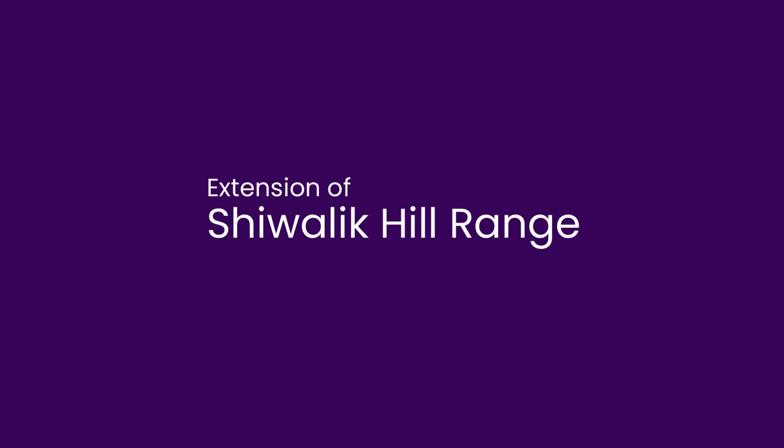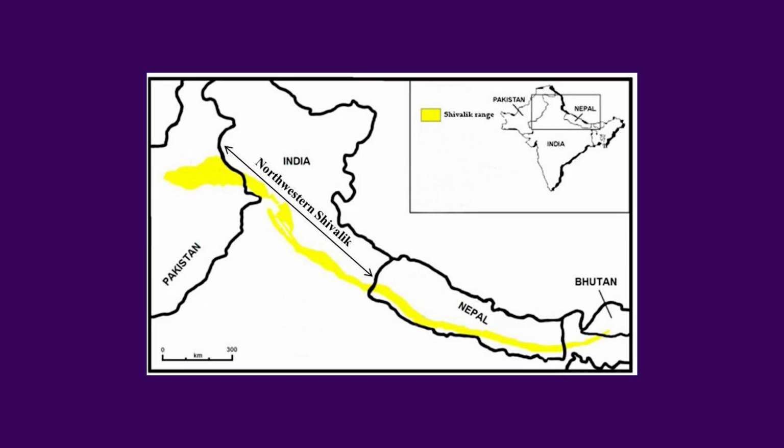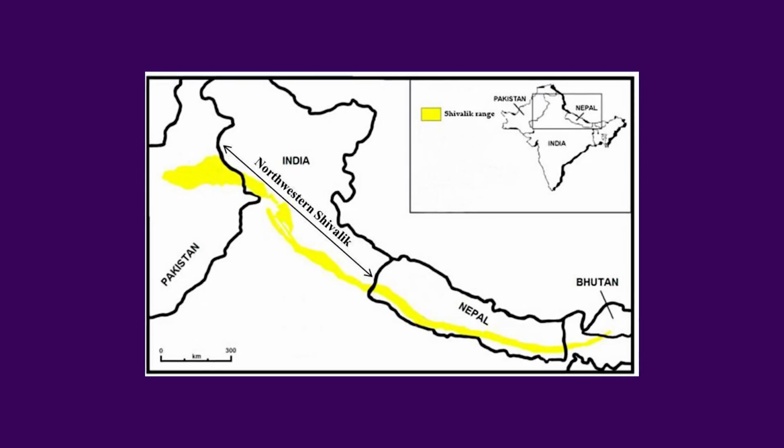Extension of the Shivalik Hill Range. It extends west-northwestward for more than 1000 miles from the Teesta River in Sikkim state, northeastern India, through Nepal, across northwestern India and into northern Pakistan. The Shivaliks are known by different names in different areas.